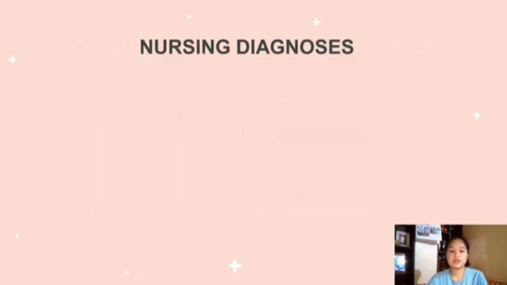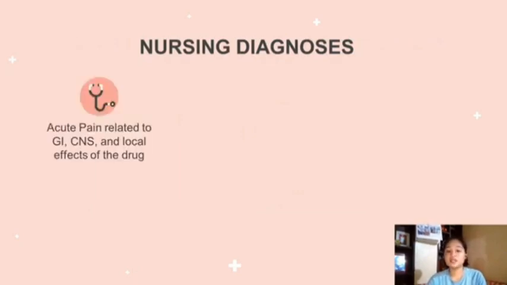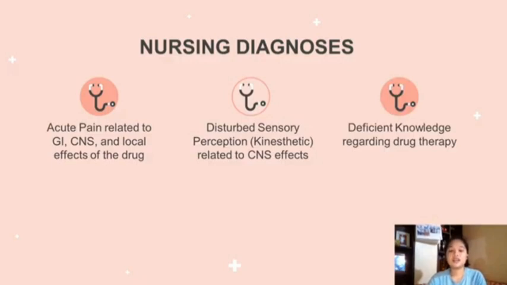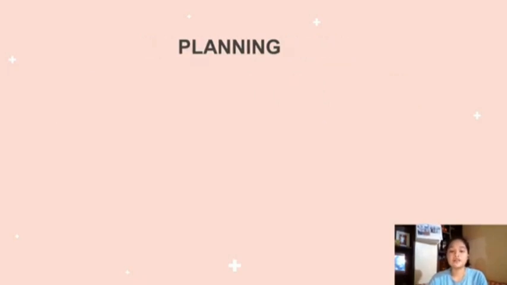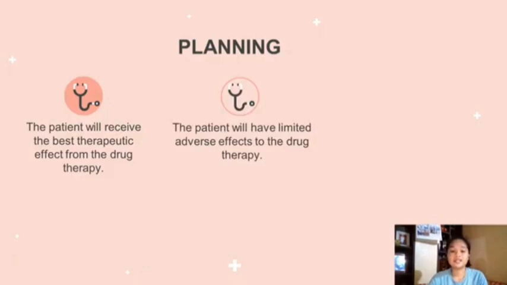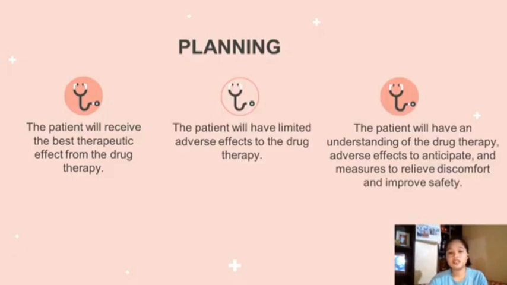We also have the nursing diagnoses, which may include the following: acute pain related to GI, CNS, and local effects of the drug, disturbed sensory perception related to CNS effects, and deficient knowledge regarding drug therapy. For planning, the patient will receive the best therapeutic effect from the drug therapy. The patient will have limited adverse effects to the drug therapy, and the patient will have an understanding of the drug therapy, adverse effects to anticipate, and measures to relieve discomfort and improve safety.